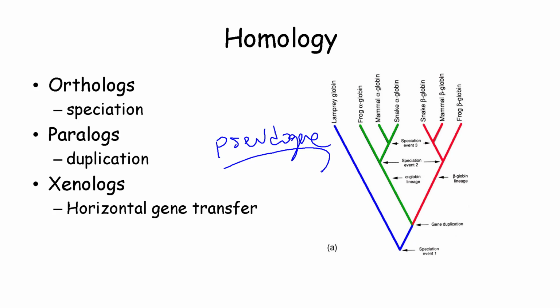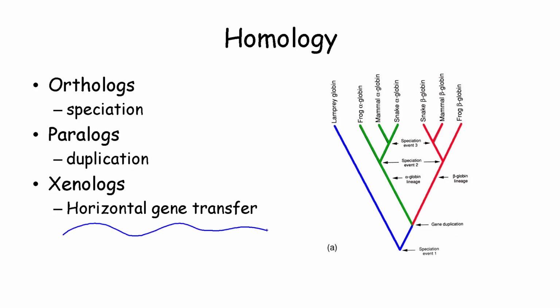Another type of evolutionary event is when genetic material is transferred from one species to another. We call this horizontal gene transfer, and the resulting genes are called xenologs. The classic example of horizontal gene transfer is the spread of antibiotic resistance in bacteria. Antibiotic resistance genes are transferred from one bacteria to another by plasmids, which are small circular chromosomes, and by bacteriophages, which are viruses that infect bacteria.